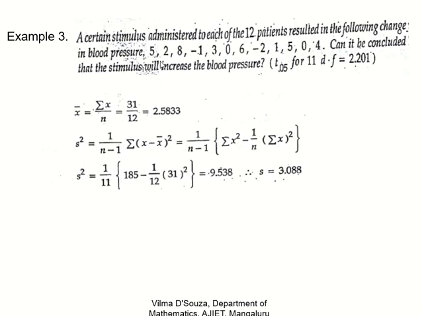So for each x, calculate x minus x bar whole square. X is 5, so 5 minus 2.5833 square plus 2 minus 2.5833 square and so on. You get it as 9.538. So what is your s? S square is 9.538, so s is 3.088.